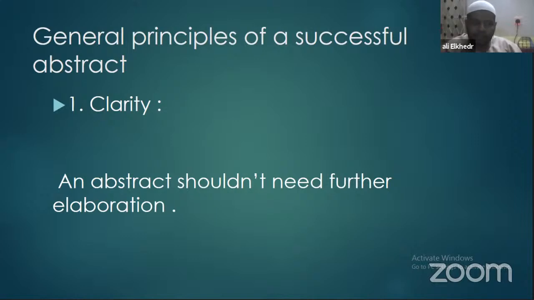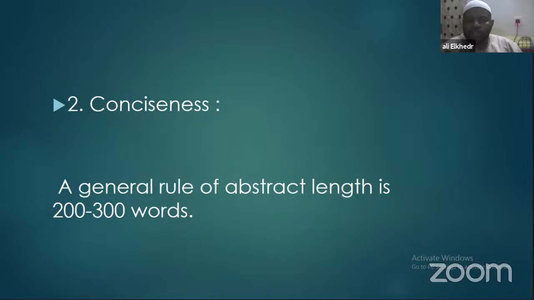Number two, it should be concise. Generally speaking, the abstract length shouldn't exceed 200 to 300 words. If it is less than 200, it's most probably defective. If it is more than 300, it's most probably redundant, or it contains too much detail, which is not typical for a research abstract.